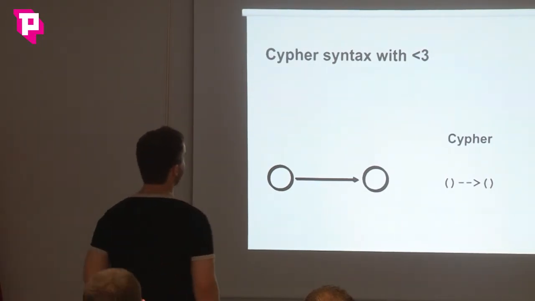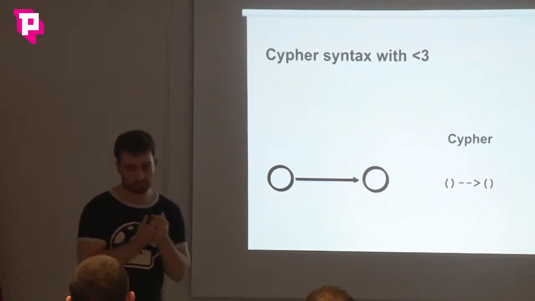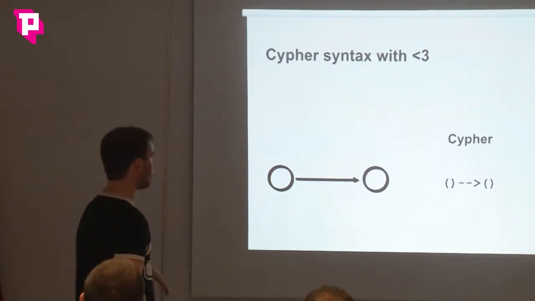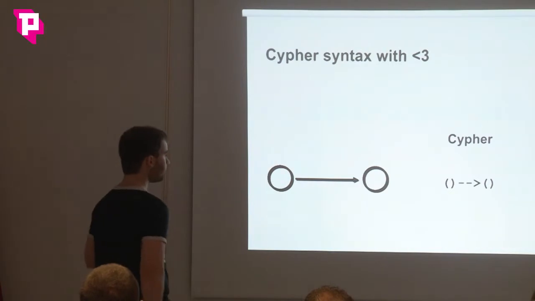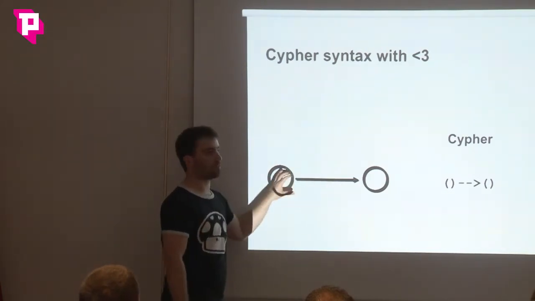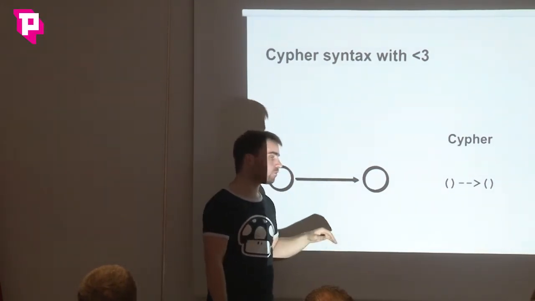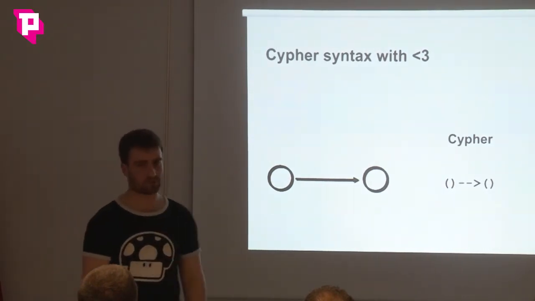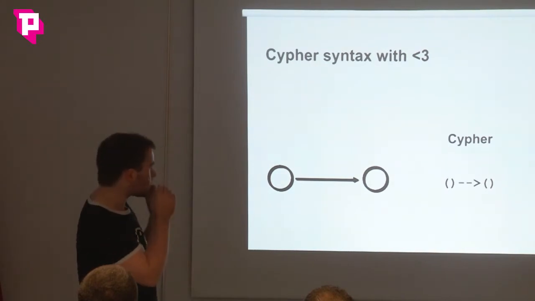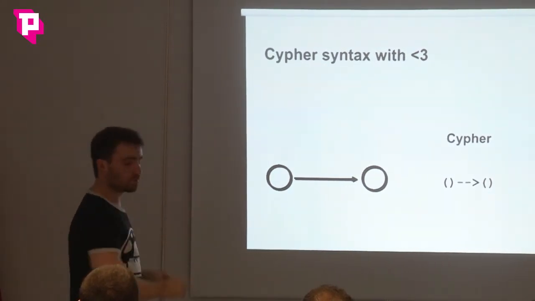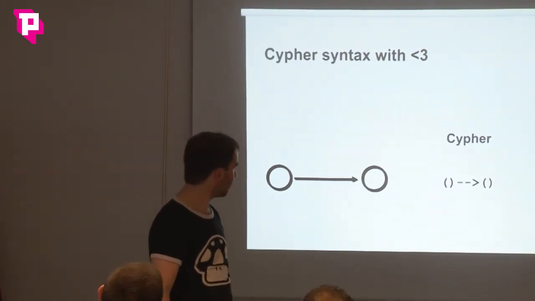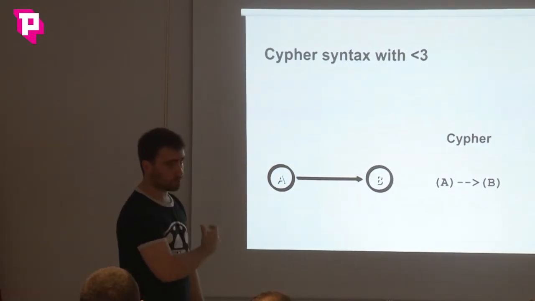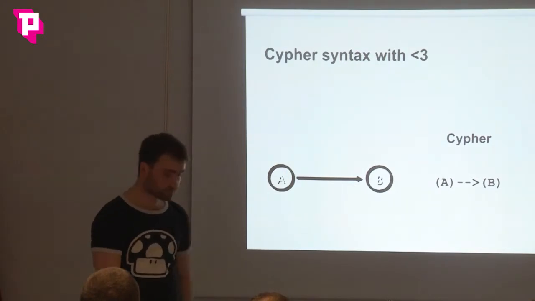Now let's see how I can describe the results I want. The syntax, as I told you, is very ASCII-arty. Let's say you have two nodes, basically two circles and an arrow. If you want to write that in Cypher query language, it's on the right part. If you squint a little, you can see the resemblance here. If you need to name variables and reuse them in a query, you will give names like this.